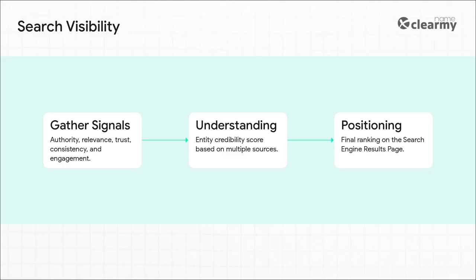Search algorithms aren't just reading static text anymore. They're building incredibly complex mathematical connections. In Step 1, the crawler gathers signals. We're talking mentions, backlinks, reviews, and overall engagement. All of these data points feed directly into Step 2, entity understanding. You can kind of think of this as your definitive credibility score. The algorithm compares multiple sources to establish confidence in your identity. Finally, we arrive at Step 3, SERP positioning. This is what actually determines where and how you rank on the search engine results page.